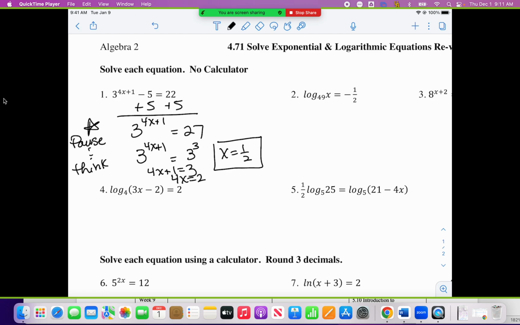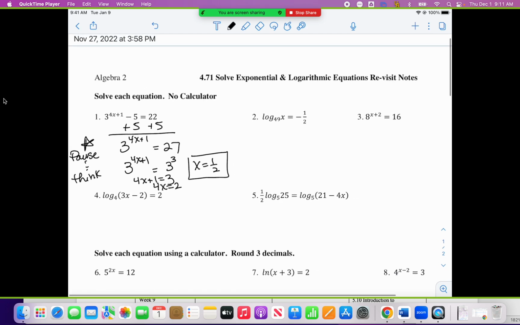All right, number 2. What is the name of this type of equation? This is Captain Obvious here. Log. Okay, it's a log equation. So what you do is you get the log alone and then put it in exponential form. My log is alone. So I'm going to do 49 to the negative 1/2 power equals x. No calculators. I'm seeing some of you touching calculators. This says no calculator. Okay, no calculator on 1 through 5.